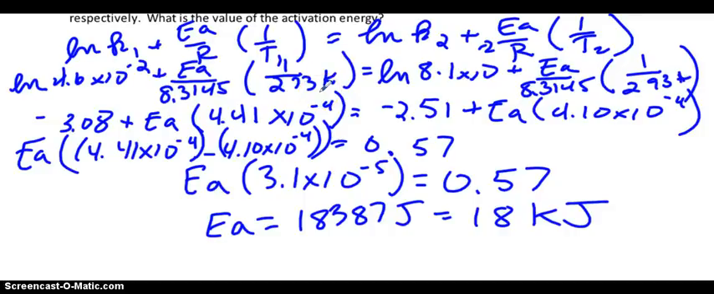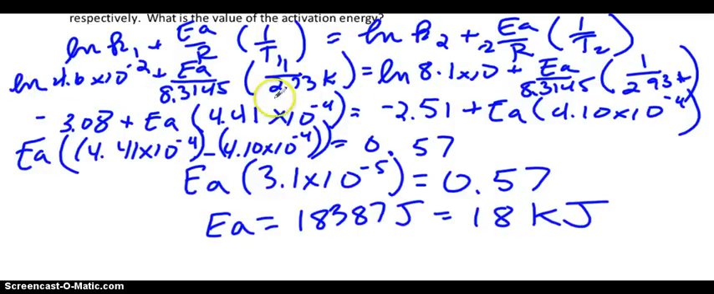All right, ta-da! So the natural log of k to the first, or the first condition, plus the activation energy over R times 1 over T1 equals the natural log of the constant 2 plus the activation energy over R times 1 over T2. And there I just plugged in the numbers. That's my second line right here. So here I am just plugging in the numbers.